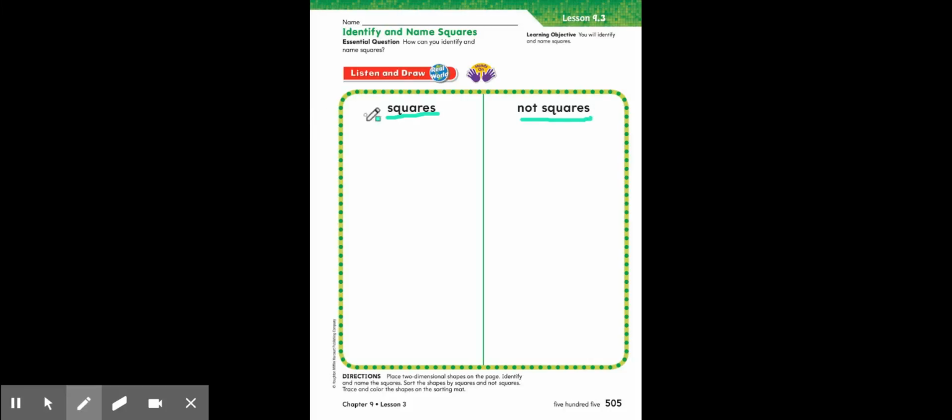So in the first column, I'm going to draw a few squares because this column says squares and this one says not squares, just like we did together in our mini lesson a few minutes ago. I want you to think about exactly how we described a square. We said that it had four sides that were all the same size and four corners. Let's give it a try.